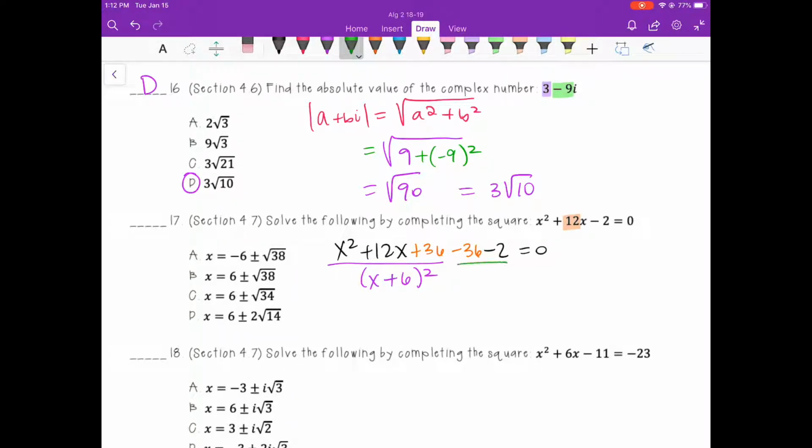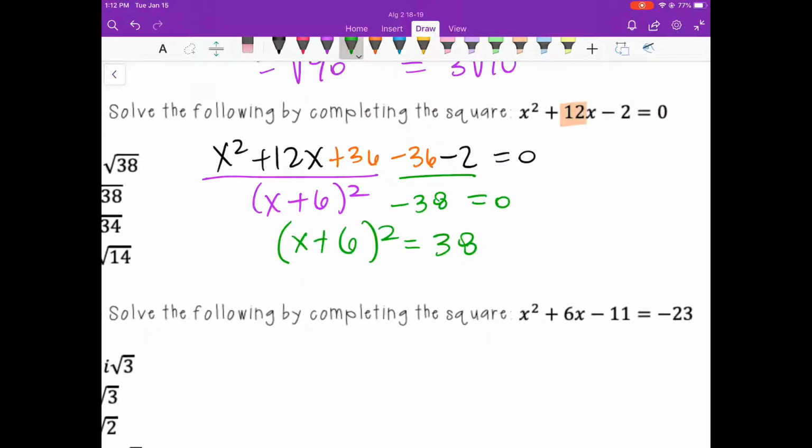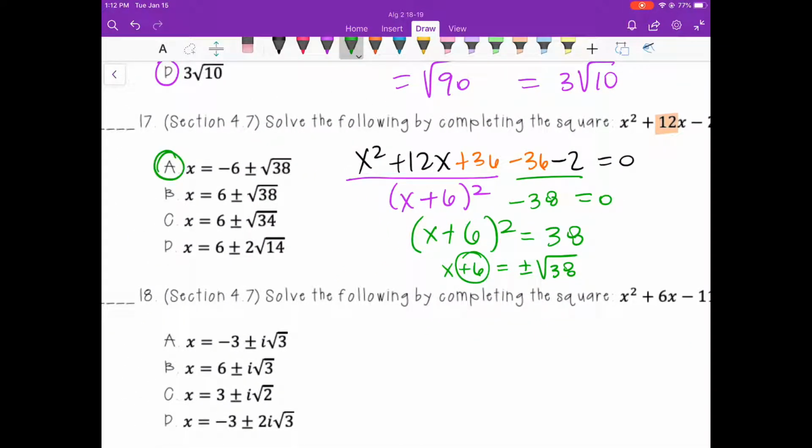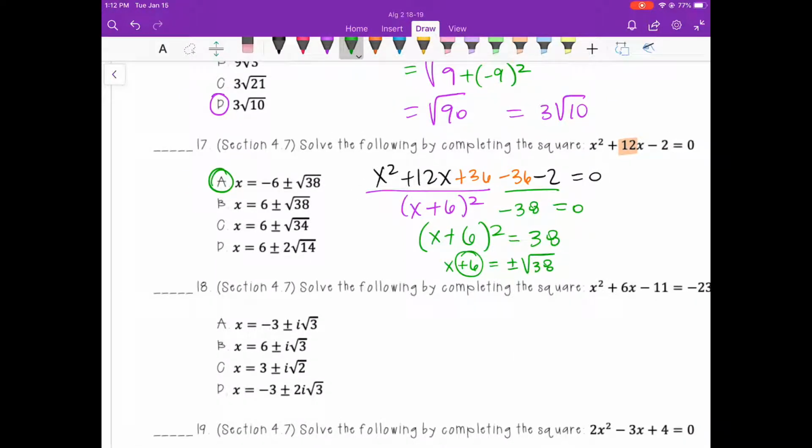Then we combine our like terms here. Minus 38 equals 0. From here we can solve using square roots. Add 38 to both sides. x plus 6 squared equals positive 38. Square root both sides. x plus 6 equals the positive or negative square root of 38. The last thing you need to get rid of is that plus 6. You'll do it by subtraction. So you have x equals negative 6 plus or minus radical 38.